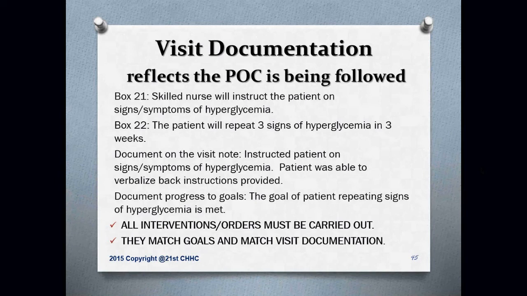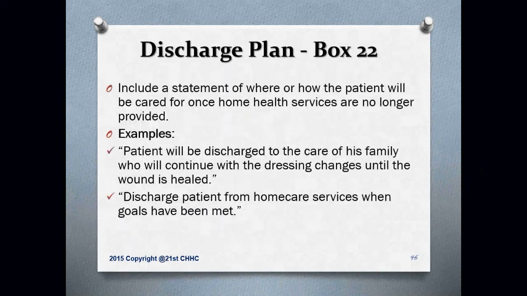So again, remember on your plan of care, which is your orders, that all of those interventions and orders have to be carried out. If not, there needs to be documentation of why that's not happening, and possibly a physician interim order to amend that 485. Also, you should be matching the goals in your documentation on all of your visits.